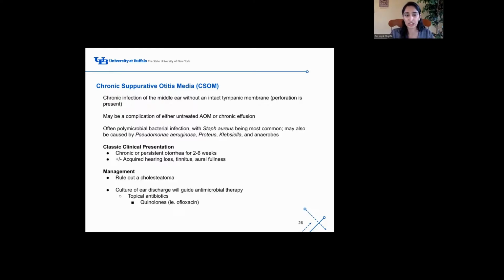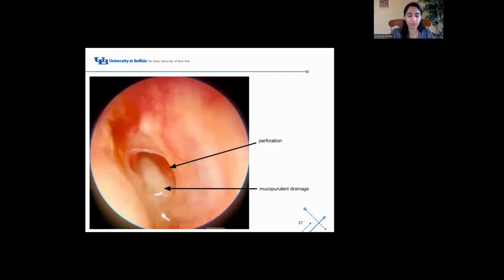So when you're managing this, you want to rule out a cholesteatoma because it can look a little bit similar with its color. And you want to culture the ear discharge to guide the antimicrobial therapy. Oftentimes you use topical quinolones like ofloxacin drops. And then here again, we can see that perforation and the mucopurulent discharge pointed out.